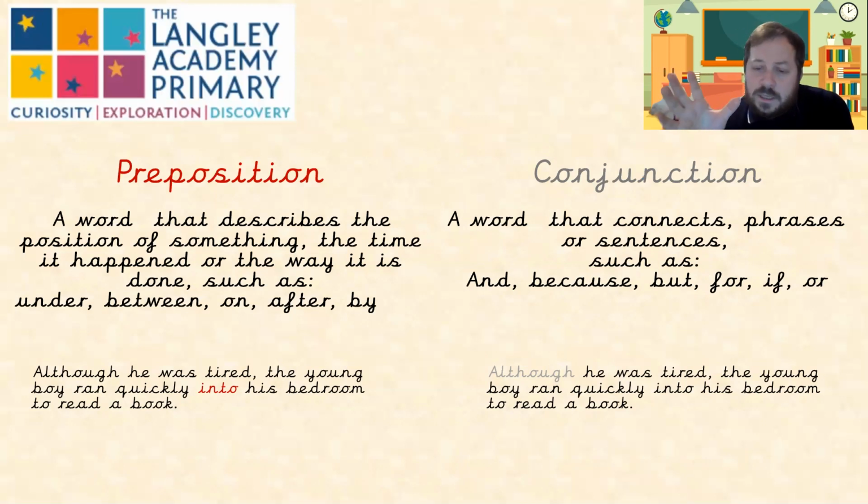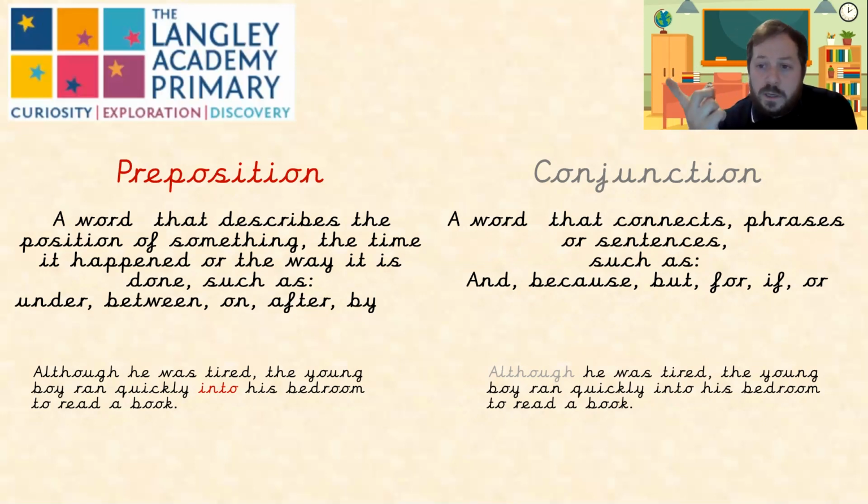Conjunction, on the other hand, is a word that connects phrases or sentences together, and it links them together. So these are things classically such as and, because, or but, for, if, or. And there are lots and lots of conjunctions that can be used between sentences, or they can be used within a sentence to link two phrases.